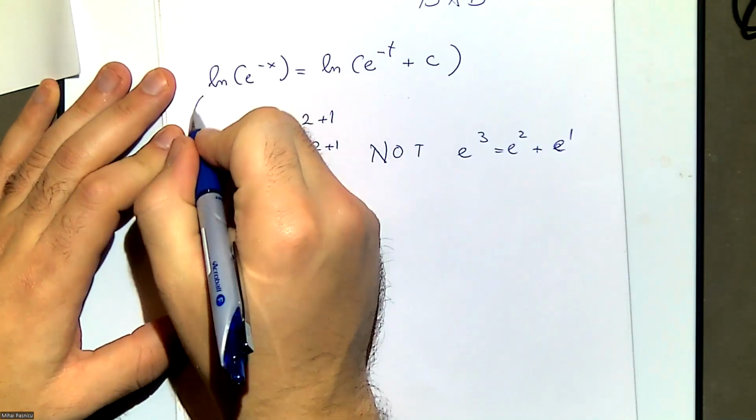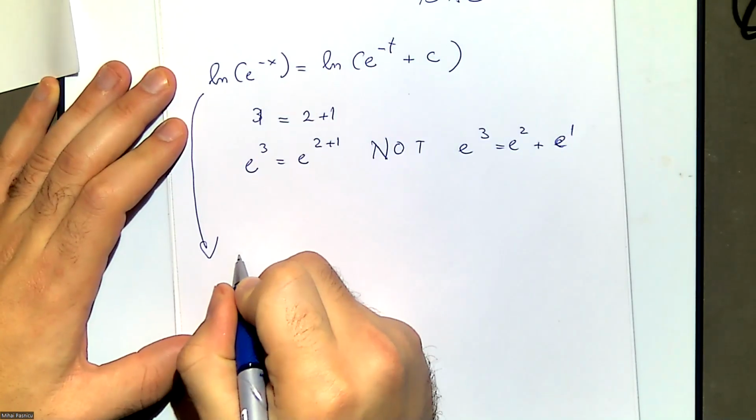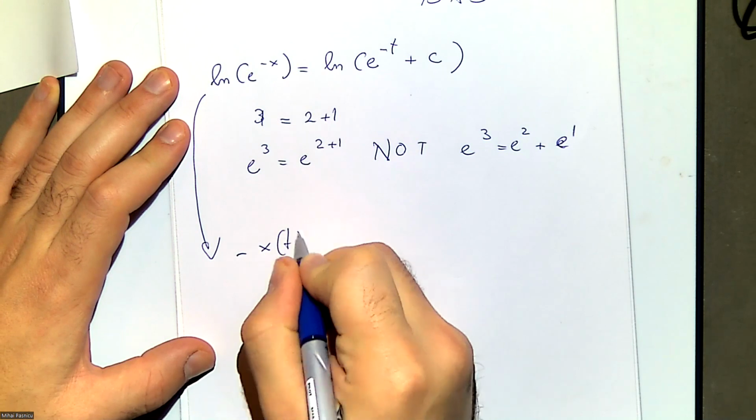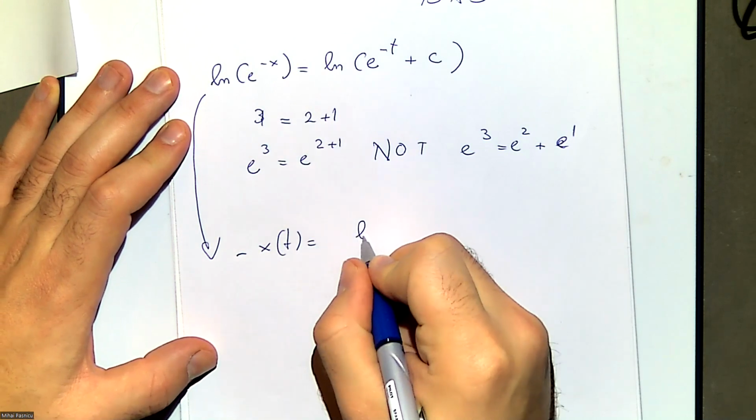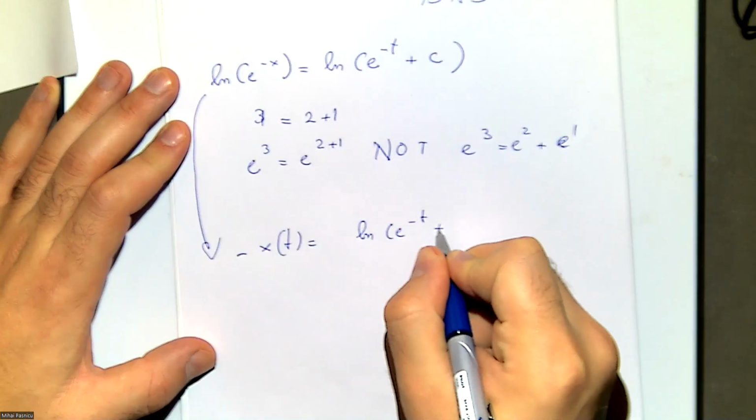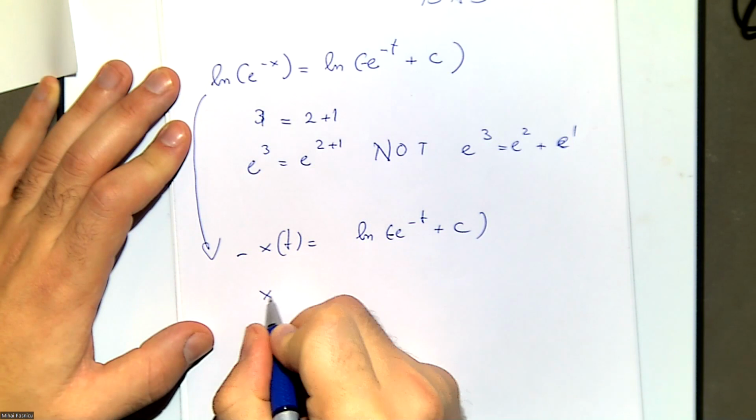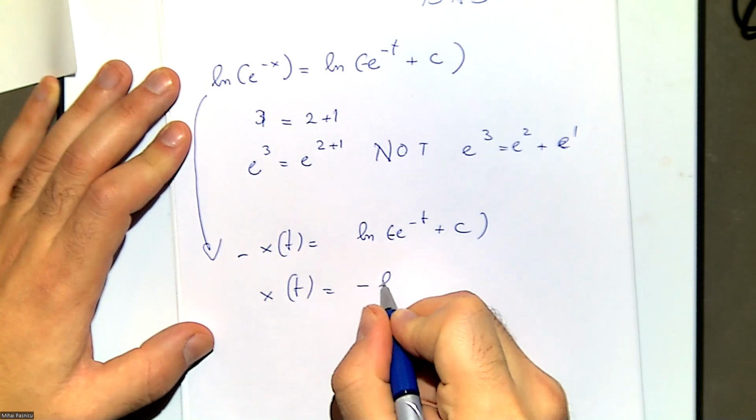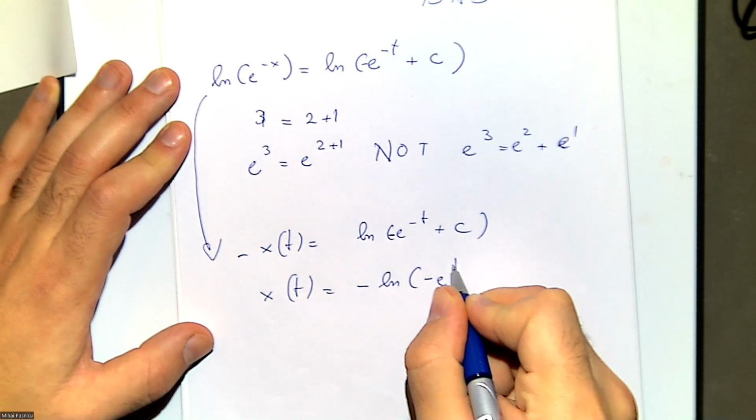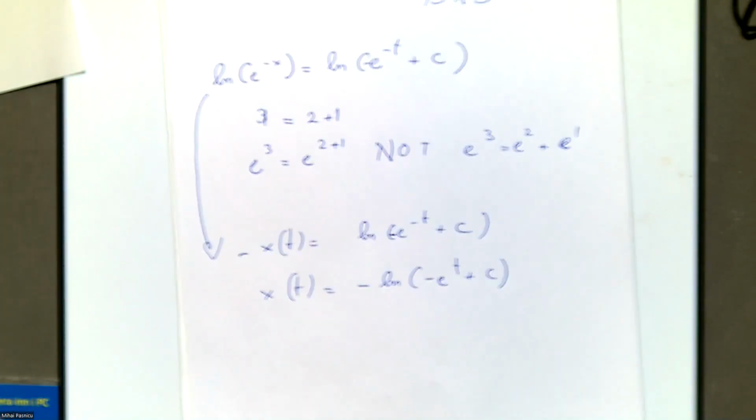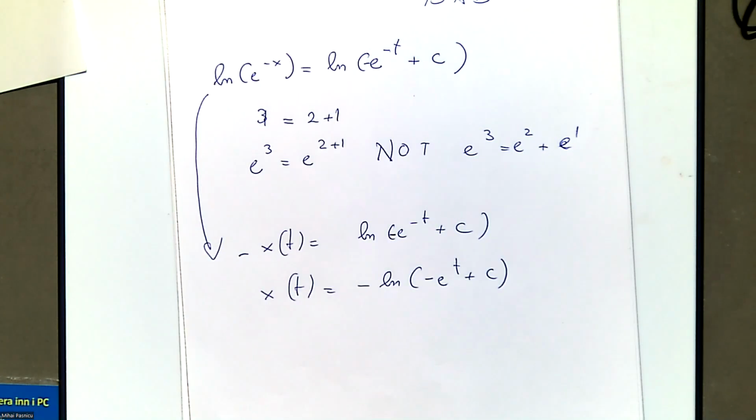But just to be done with our initial problem, this is minus x of t is equal to ln of minus e^t plus a constant. I think there's a minus here, which I missed. And so x of t is just minus ln of minus e^t plus a constant. And that's kind of all you have to do if they're asking for the general solution.